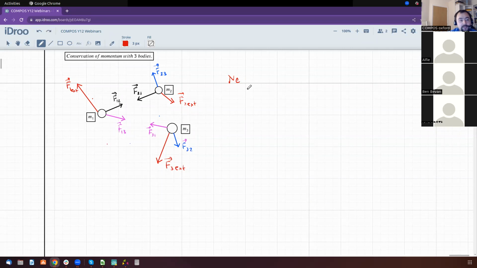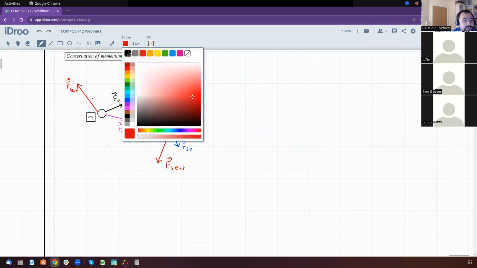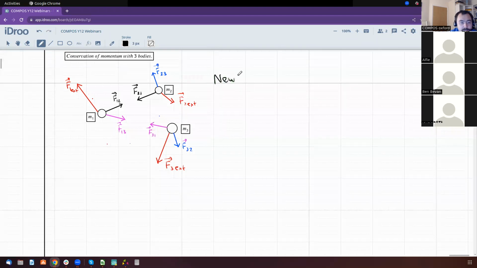So we write Newton's second law. For the external forces, we don't know. It could be gravity, it could be friction. Doesn't really matter. Say somebody's brought a magnet and it's pulling M1. Somebody is physically pushing M2 and somebody is doing something to M3. We don't know. That doesn't really matter.